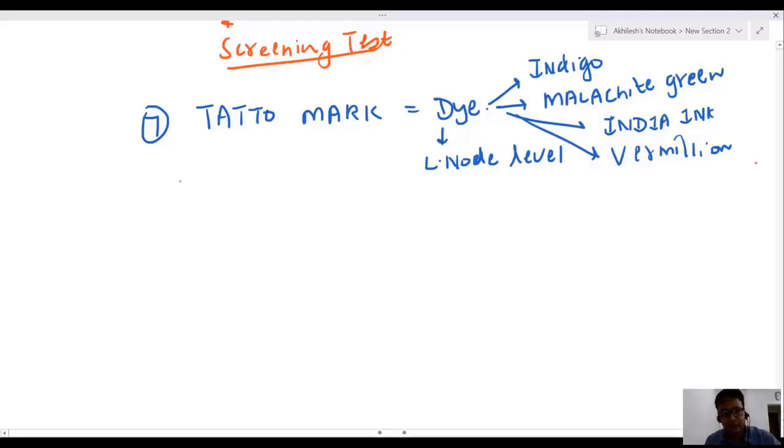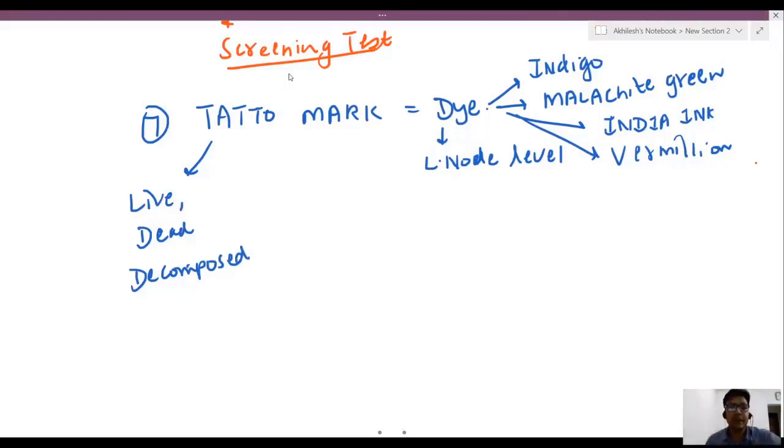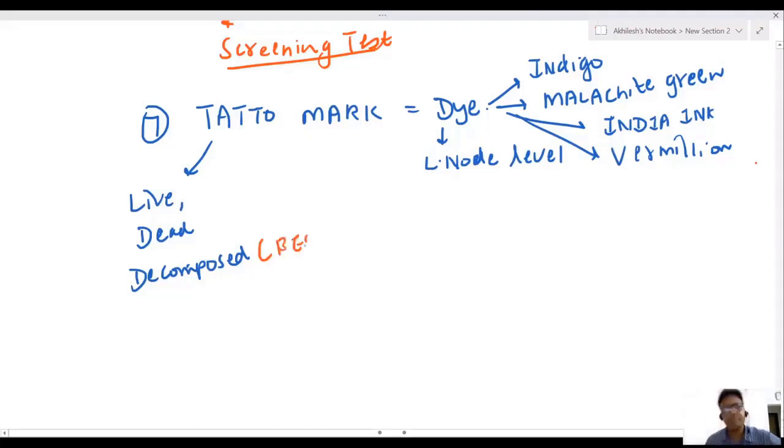And tattoo marks are useful for a live person, a dead person, as well as a decomposed person. It means that it is useful for identification of live, dead, and decomposition. If all three options are given, the best answer will be decomposed.